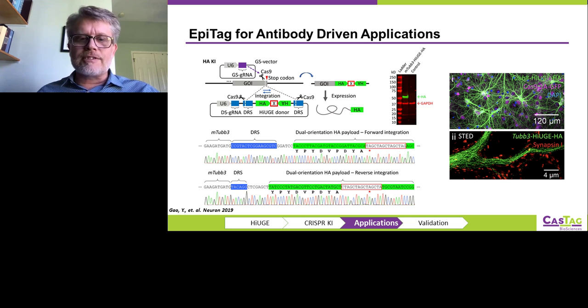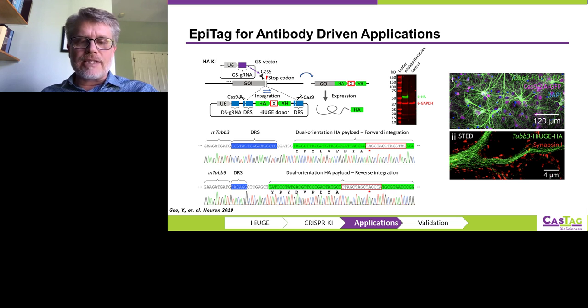Here's an example of what this actually looks like in the dish. And really, the first time that we saw this, it really blew us away. So here you see in the green the immunostaining for HA immunoreactivity, and you can see a large number of neurons now that have been labeled for beta-3 tubulin. This works not only for epifluorescence imaging and confocal imaging, but also works for super resolution imaging. So it's multiple modalities of imaging that these epitope tags can be used for.